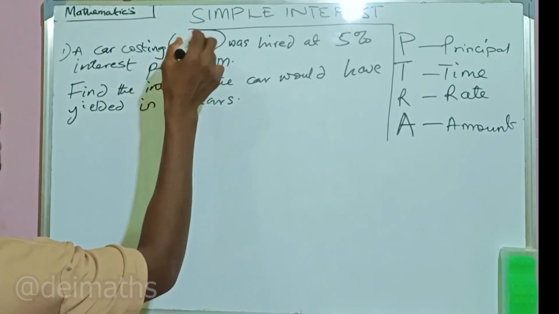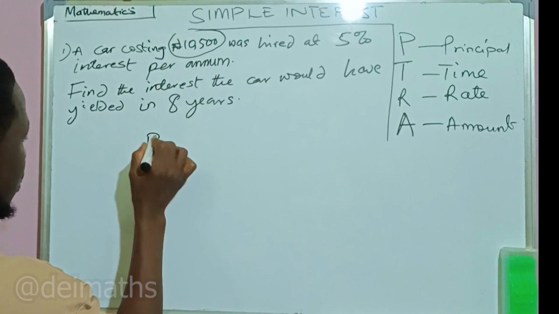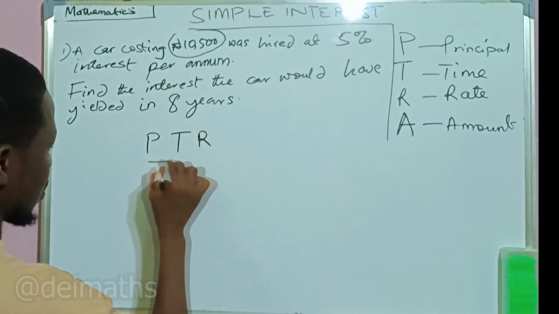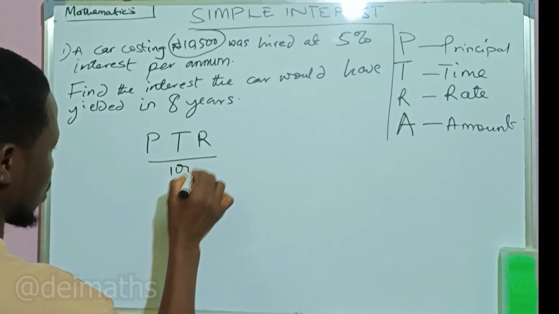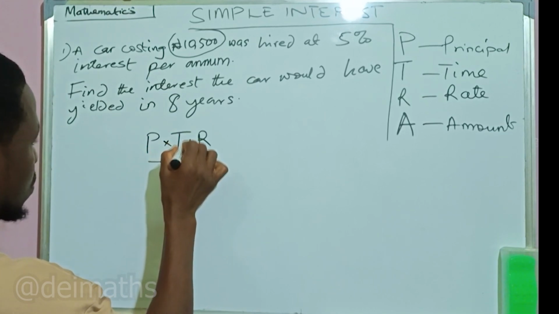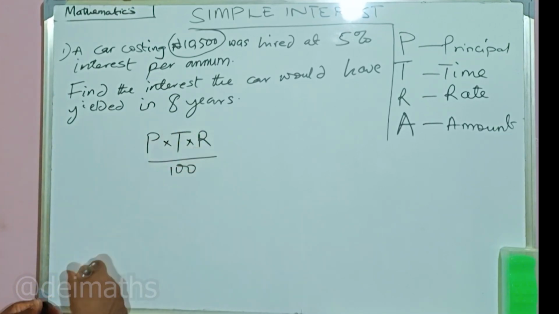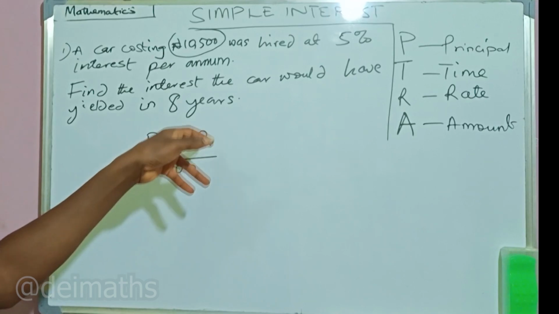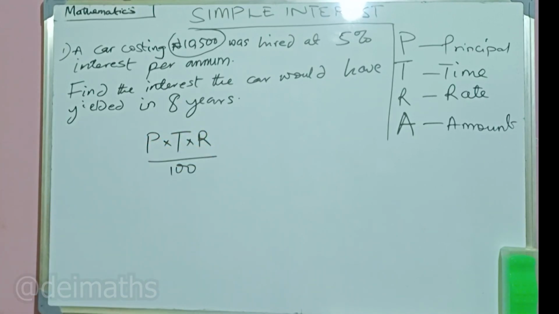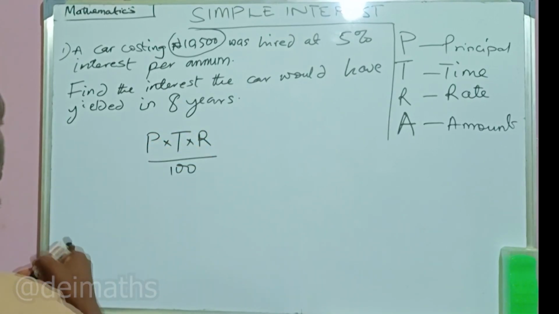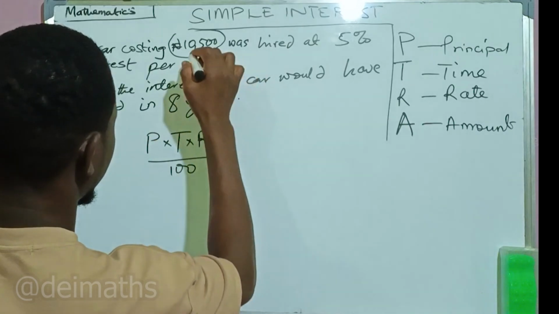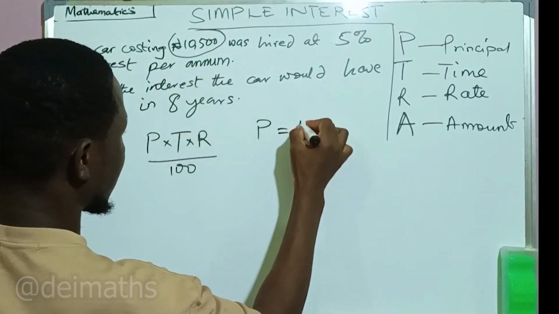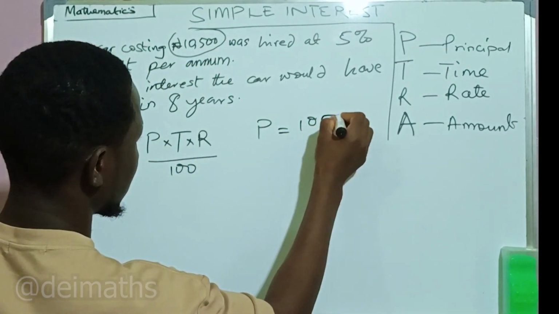principal times time times rate, all over 100. That is, P T R all over 100. Let me just put times here, but you know all these things are times. Now, the car costs 10,500 naira. Our P is equal to 10,500.